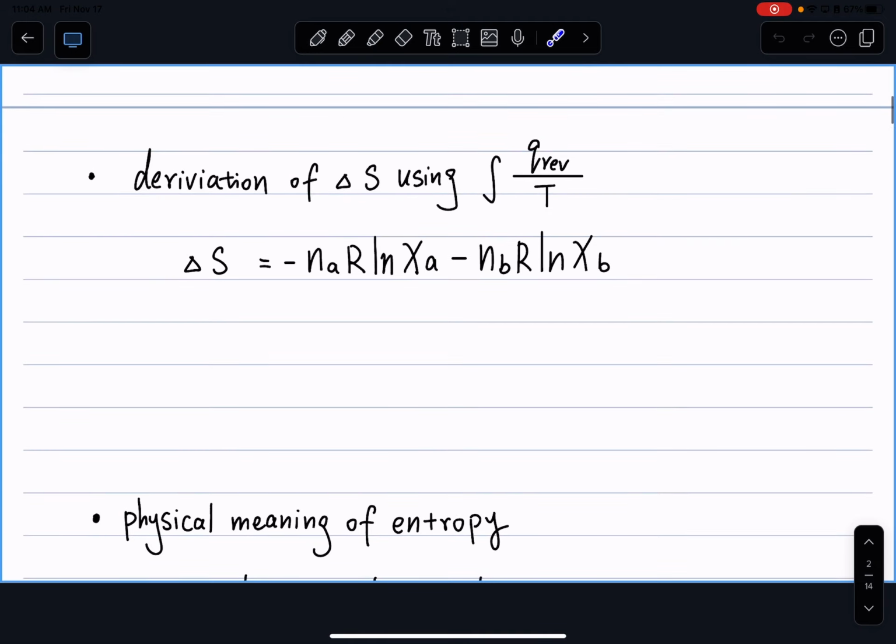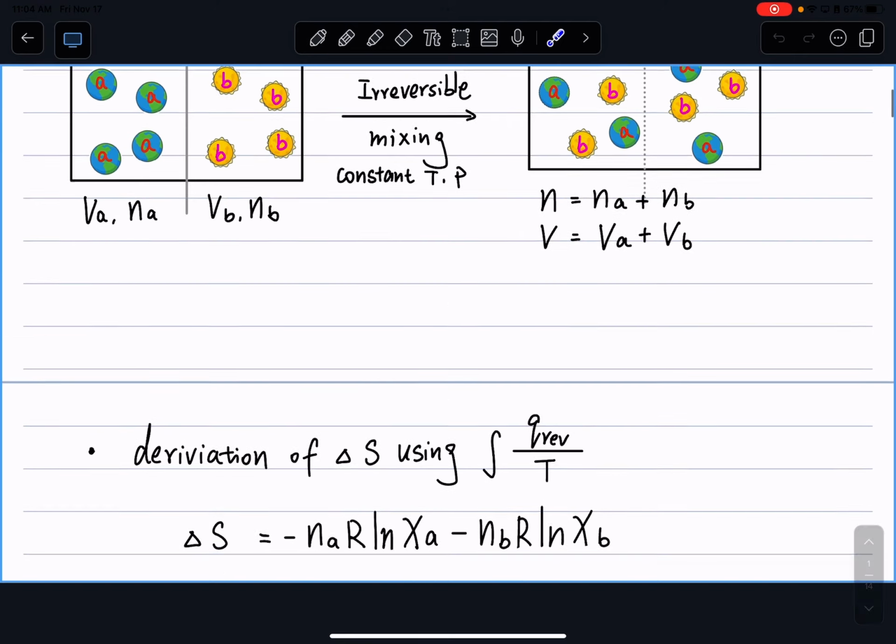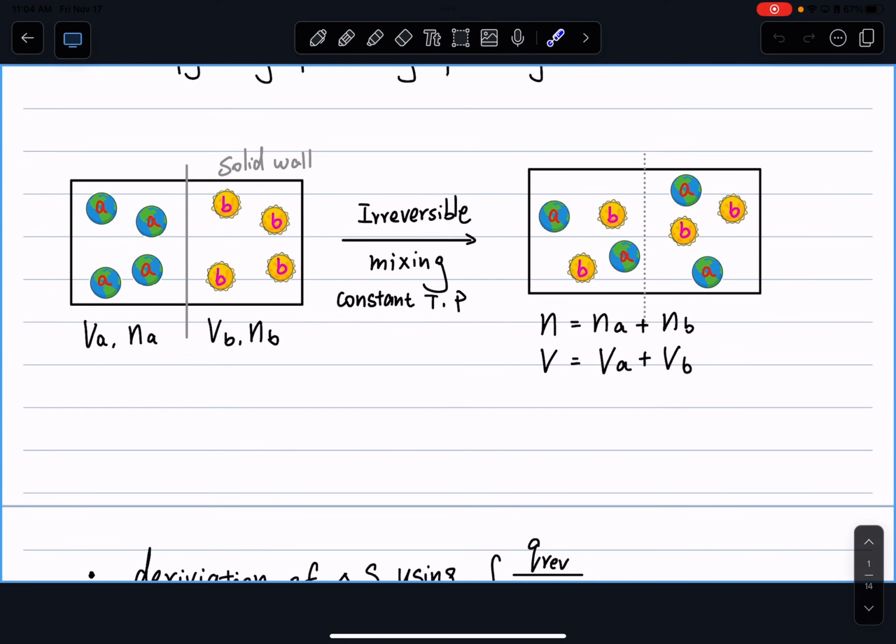We solved this problem using the definition of entropy from the second law of thermodynamics. We derived the delta S for this process by taking the integral of Q reversible over T. When doing that, we built a reversible pathway for this irreversible mixing. Remember, the first thing we do is imagine we expand both gases separately into the final volume, and then we mix them. We did an isothermal mixing of the 2 ideal gases.